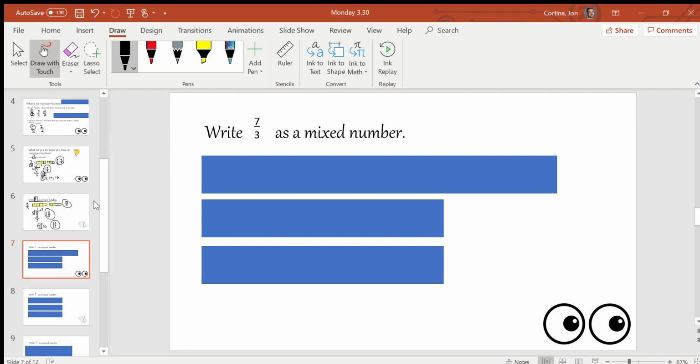Okay, so we're going to go on to another example. This one's going to be a little bit different because we're going to have more than 1 whole. So our problem says write 7/3 as a mixed number.